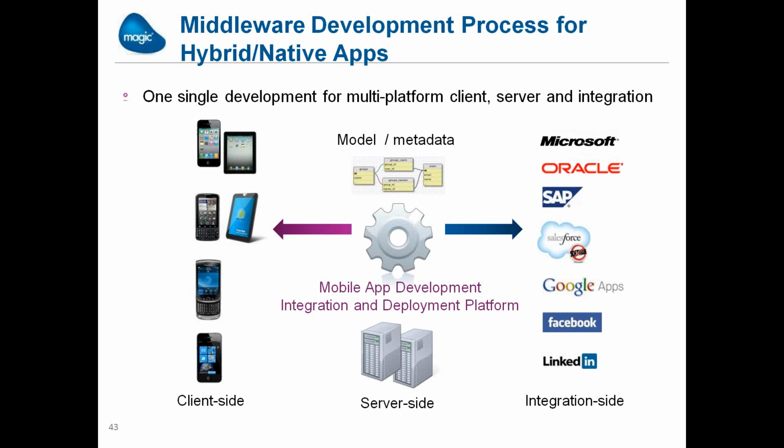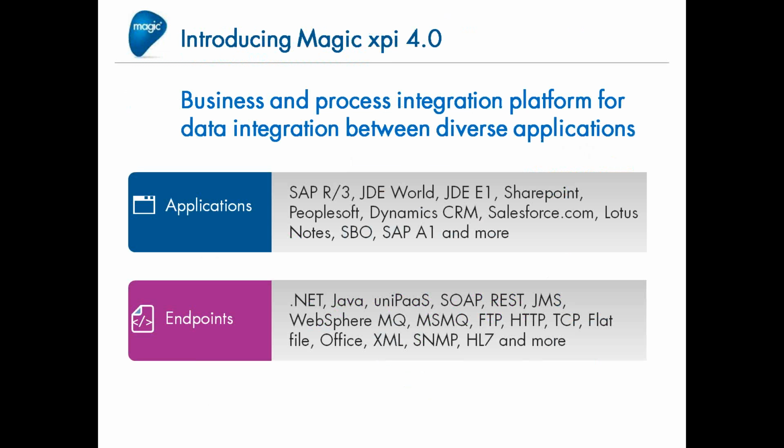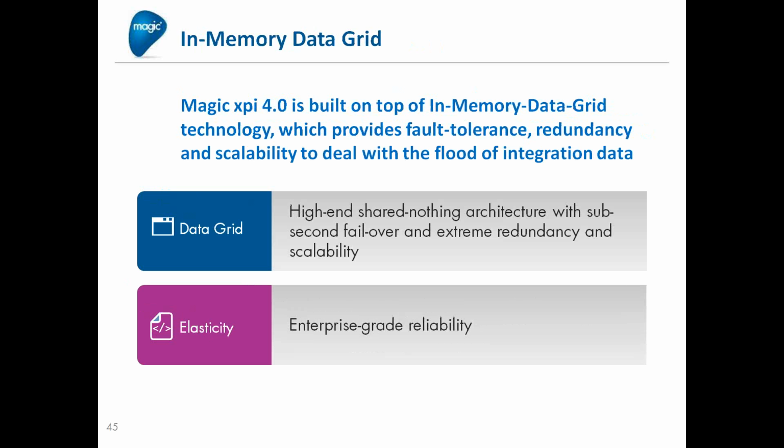Very powerful. And as we look at Magic XPI, it gives you both application adapters and endpoint or technology adapters. So the application adapters are for major platforms and capabilities that are out there. The endpoint adapters are for various technology protocols that would include web services, messaging, communication protocols, flat file, various kinds of technical interfaces, and some specialized formats and things like that. So there are literally dozens and dozens of these that are built into the system that become the API building blocks of an overall solution.